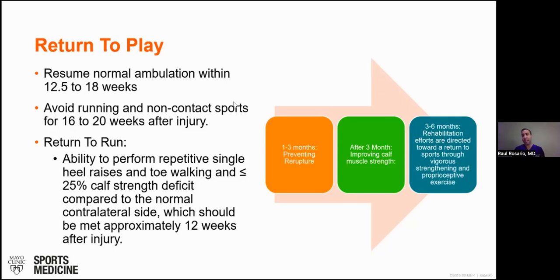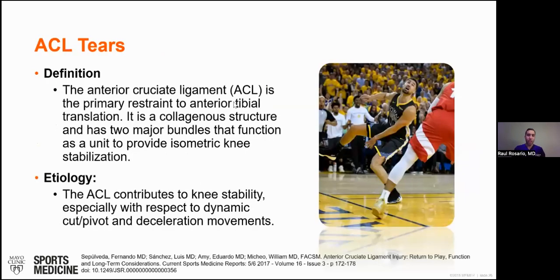So the idea of the first 3 months of rehab is preventing the re-rupture, making sure that the tendon heals. Then after 3 months, it's improving the strength of that tendon and the calf, and also the biomechanical aspect. Everything is connected, right? And then in 3 to 6 months, and I will say probably closer to 9 months also, we're going to progress the rehab program.